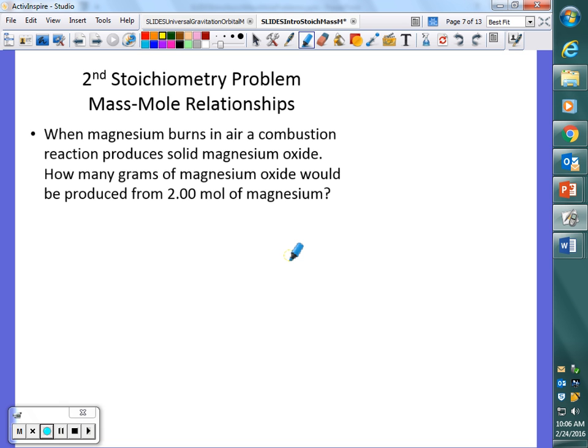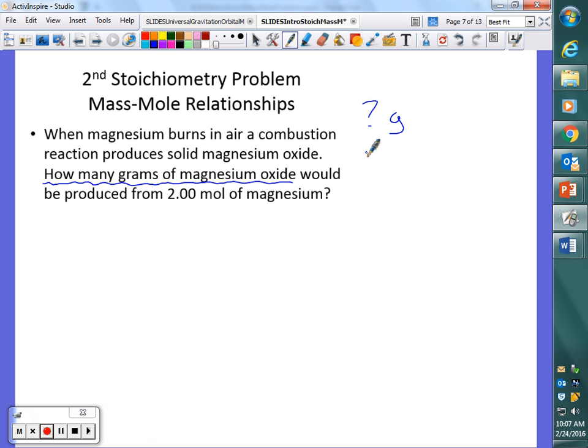So, starting off, let's work the process, right? What's the first thing that we do? What are you looking for? Ask the question. So, what is the question that this problem is asking us for? How many grams of magnesium oxide? Now, before we go any further, I will tell you this. What we're about to do, you won't have to do on the quiz or the test. So just keep that in mind, and I'll tell you when you'll have to pick it up.